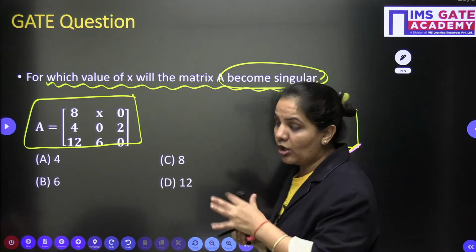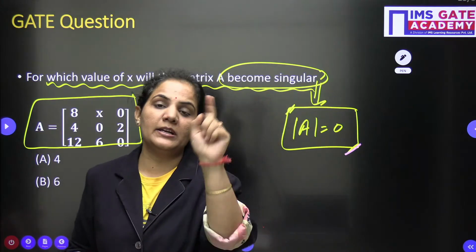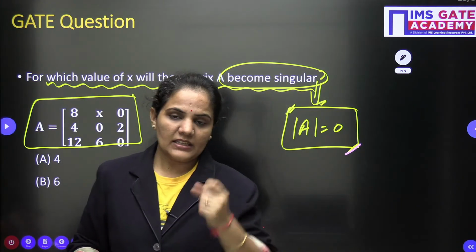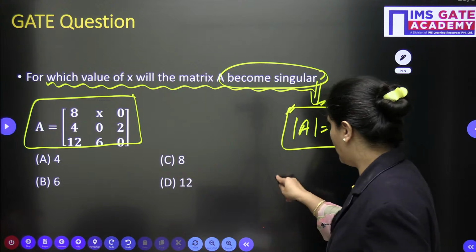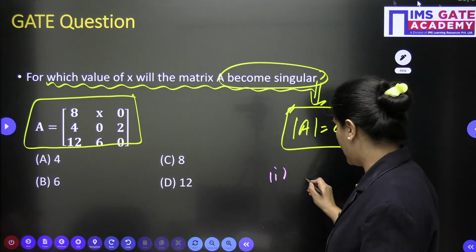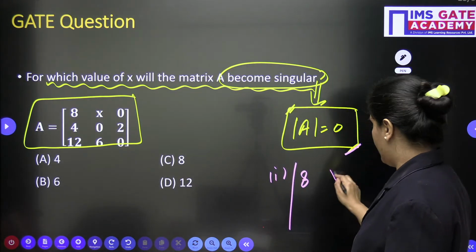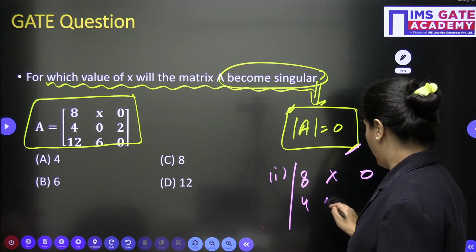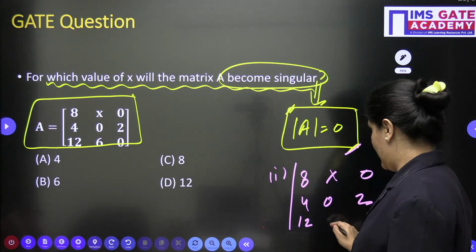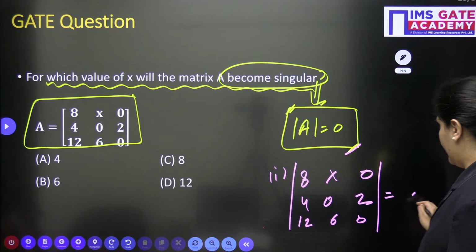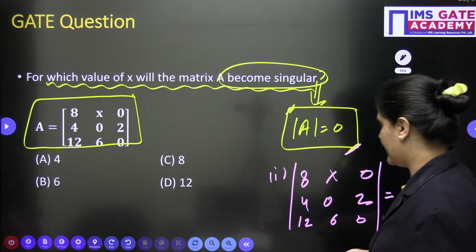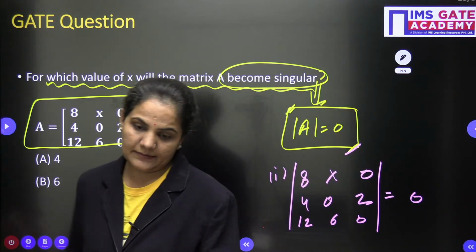Now this is your task: in how many ways can you put the determinant equal to 0? The very first or simple way, if you want to put the determinant equal to 0, you can go with this one: you have a matrix 8 x 0, 4 0 2, 12 6 0. You can directly put it equal to 0, solve, and get the value, whatever it is.